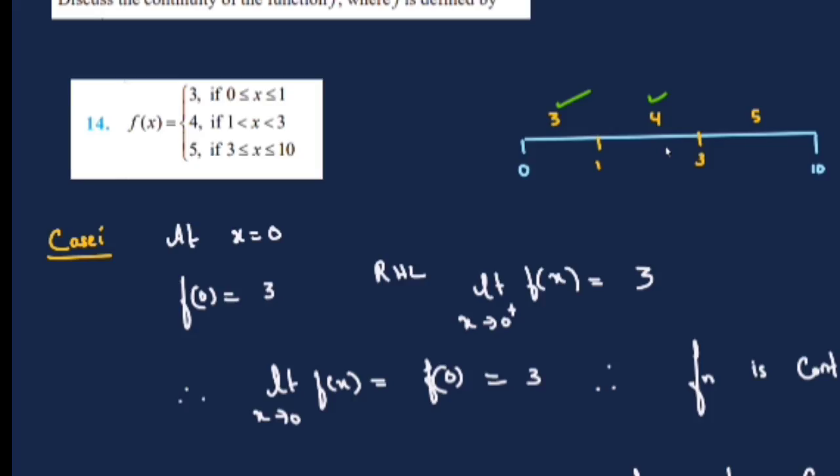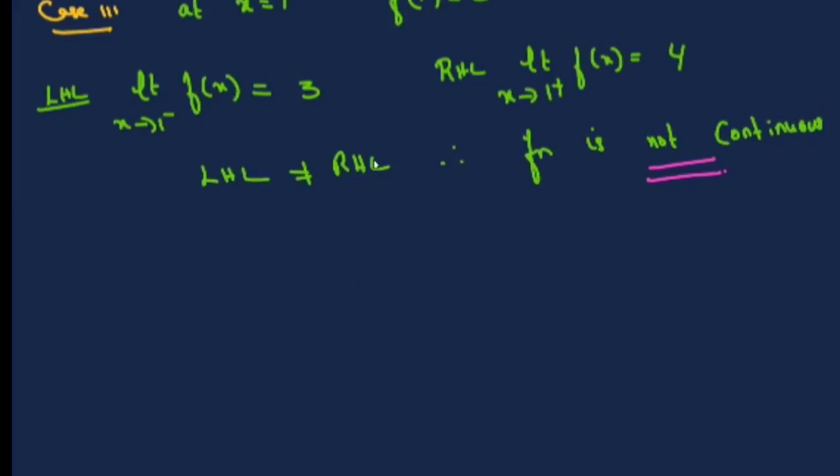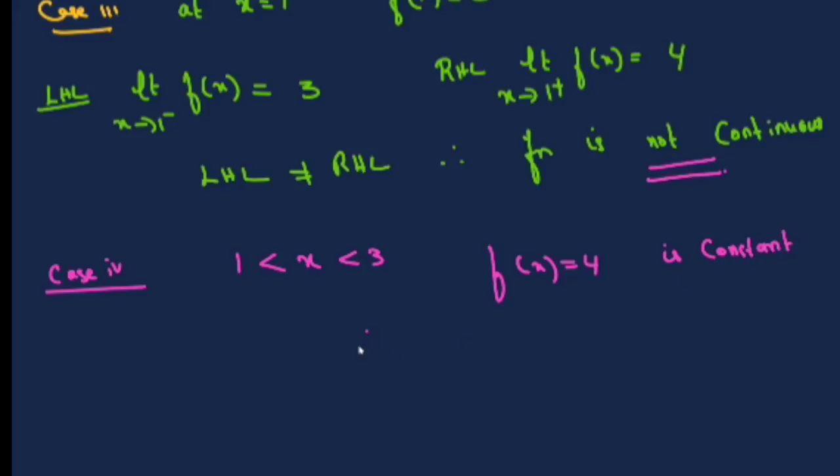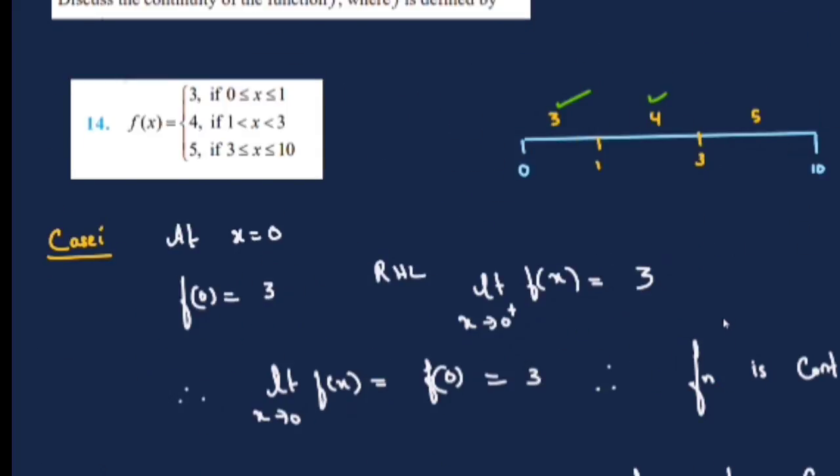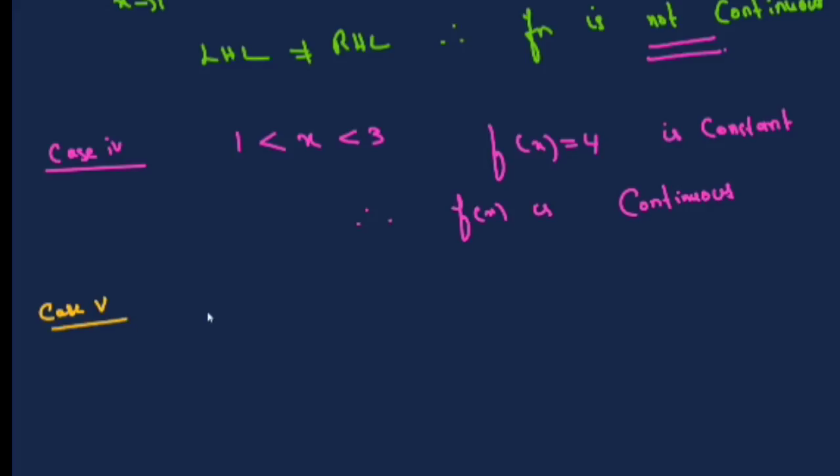Now 1 to 3. 1 to 3 is a constant function. 1 less than x less than 3, f of x is given as 4. It is a constant. Therefore f of x is continuous. So 1 to 3 is over. At 3, at x is equal to 3.